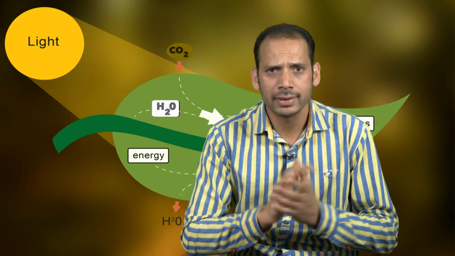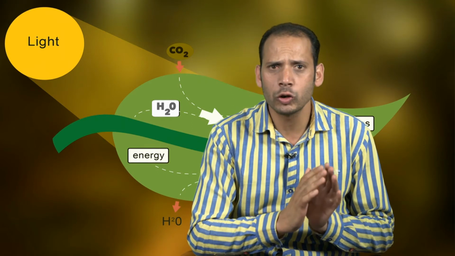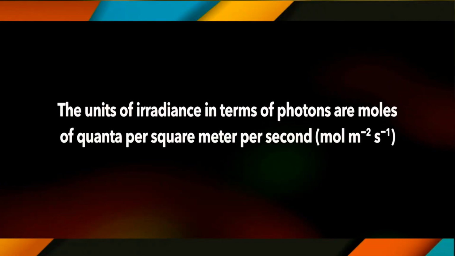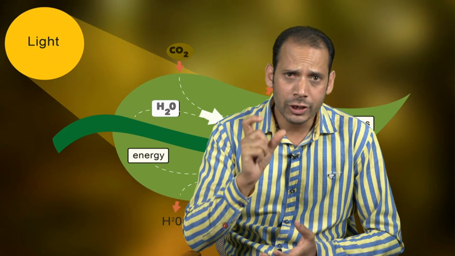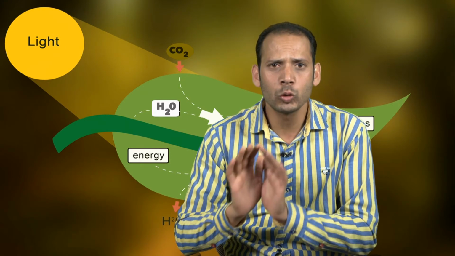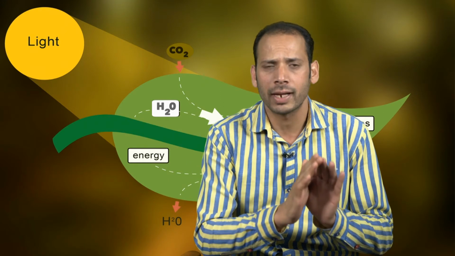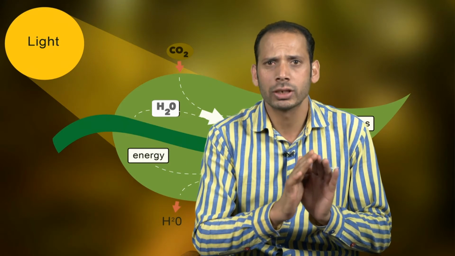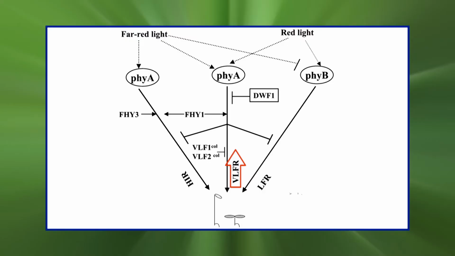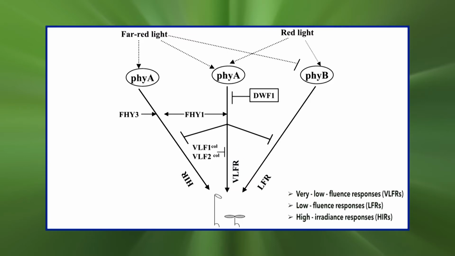In addition to fluence, some phytochrome responses are sensitive to irradiance, or fluence rate, of light. The units of irradiance in terms of photons are moles of quanta per square meter per second. Each phytochrome response has a characteristic range of light fluences over which the magnitude of the response is proportional to the fluence. These responses fall into three major categories based on the amount of light required. Number 1 is very low fluence responses, number 2 is low fluence responses, and number 3 is the high irradiance response.